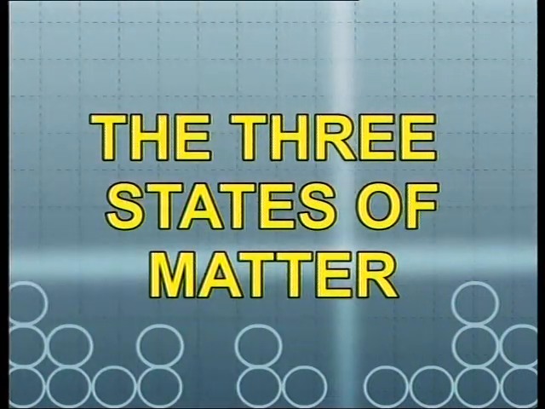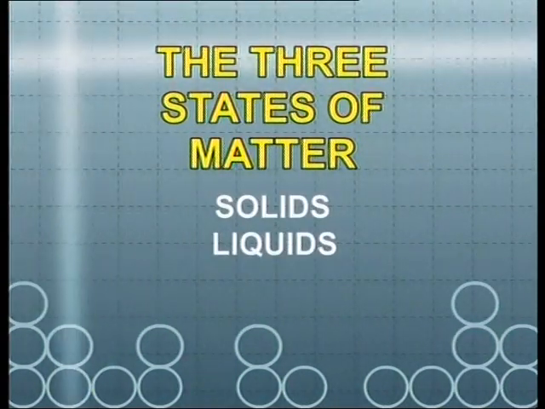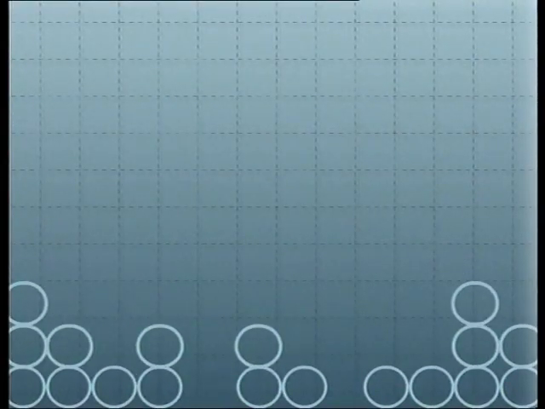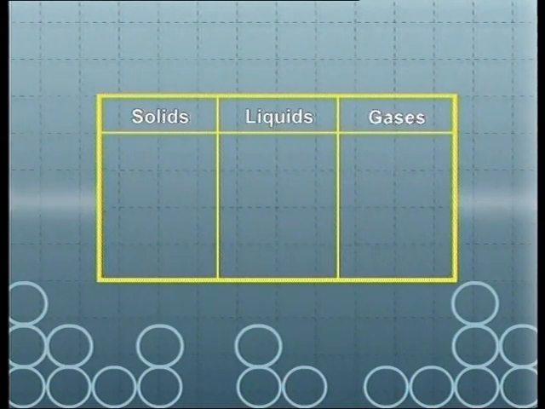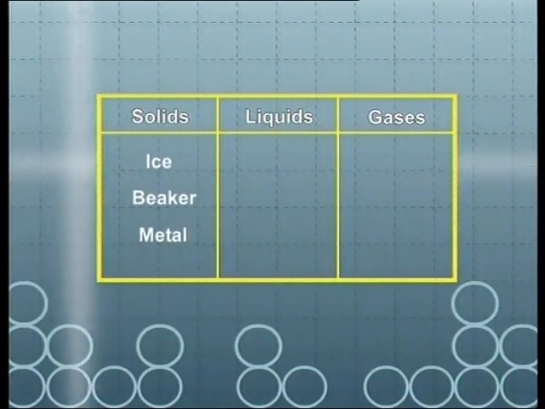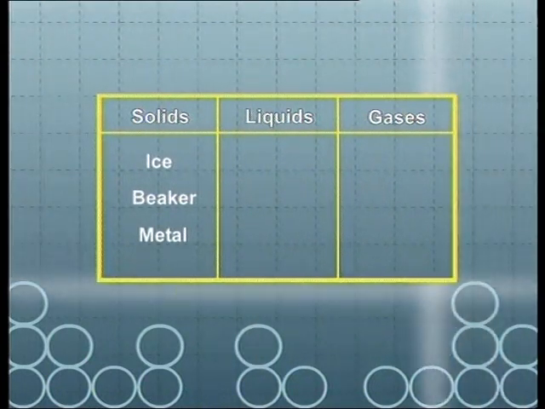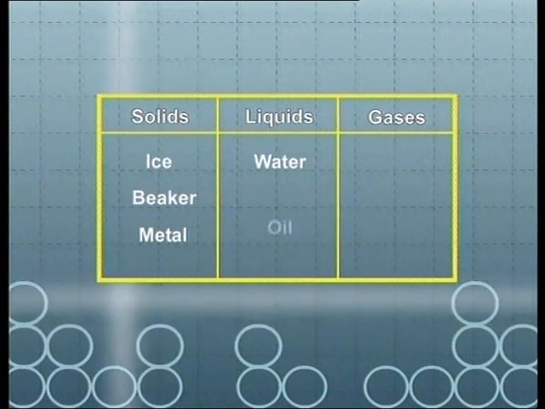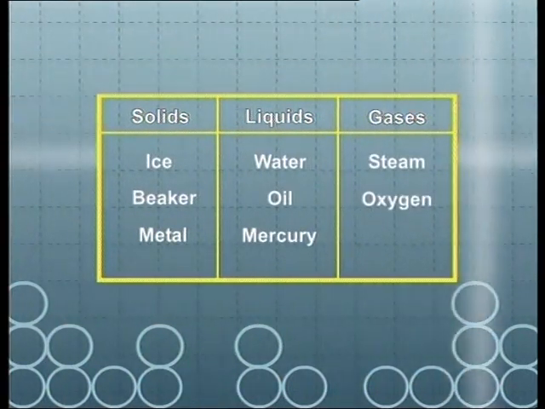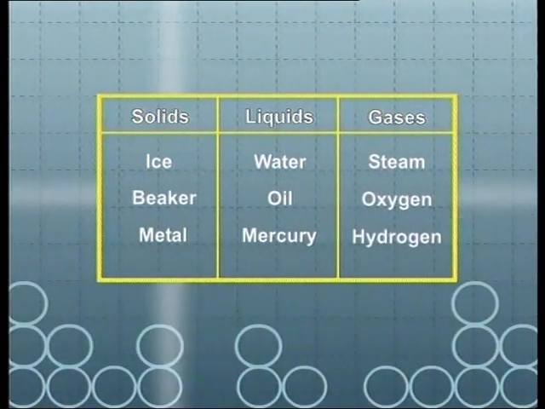Hey, matter exists in 3 states. They are solids, liquids, and gases. Examples of solids are ice, beakers, and metal. Examples of liquids are water, oil, and mercury, whereas steam, oxygen, and hydrogen are examples of gases.